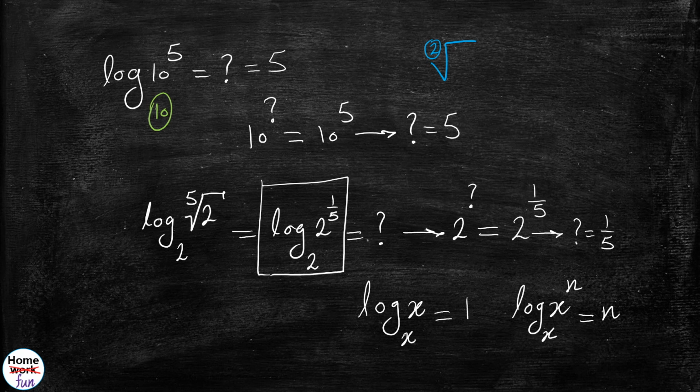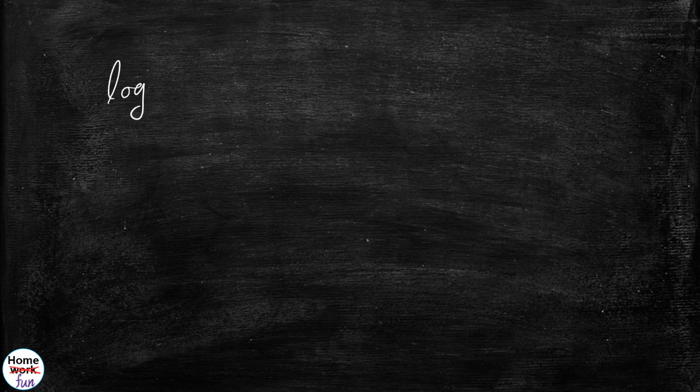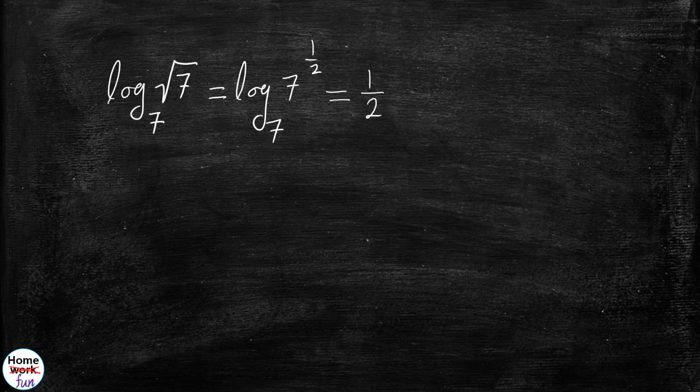Let's see another example. Log of the square root of 7 with the base 7. Alright, let's deal with the square root first and write it as an exponential. So that equals log of 7 to the power of 1 over 2 with the base 7. So we said when what's in front of the log is the same as the base, the answer is that exponent. So the answer here is 1 over 2. Or you can use the very definition of the log to arrive at that conclusion as well.